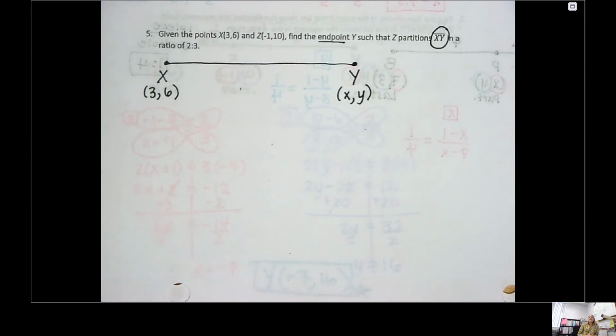Now, point Z is the partition point. Point Z partitions it into a ratio of 2 pieces to 3 pieces. So is it closer to the X? Are you on number 5? Yes. Okay. Is it closer to the X or am I closer to the Y? If it's 2 to 3 pieces. If it's 50, you're closer to the X. I'm closer to the X. Okay. So my partition point is Z.